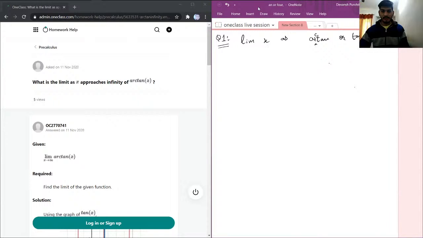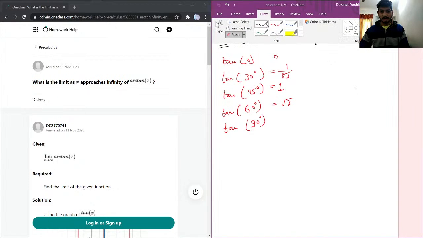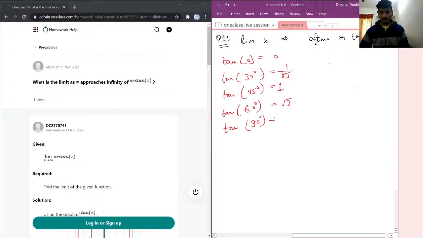I remember the trigonometric ratio of tangent of 0 is 0, tangent of 30 degree was 1 over root 3, tangent of 45 degree was 1, tangent of 60 degree was root 3, then tangent of 90 degree was not actually infinity, it approaches to infinity.